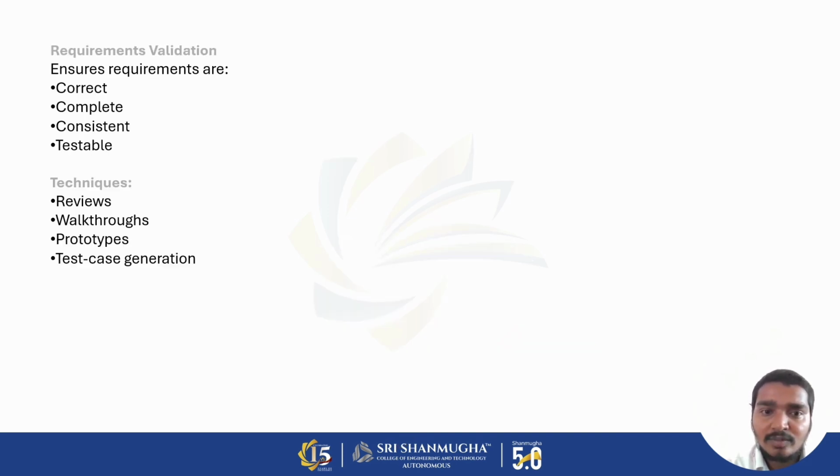So next, requirement validation types: basic models that ensure the requirements are correct, complete, consistent, and testable. They are involved in the validation process. So next are the techniques: reviews, walkthroughs, prototypes, and test case generation. So they work for the validation process. In review, the data is collected and generates a basic set of questions available in the data model.